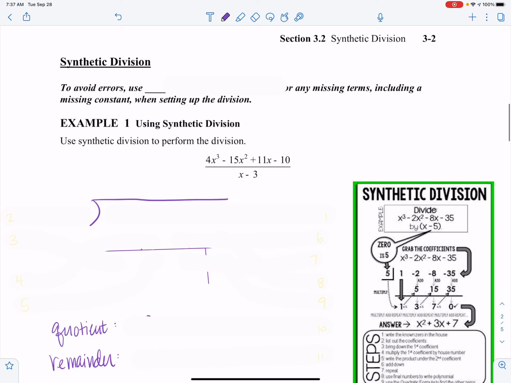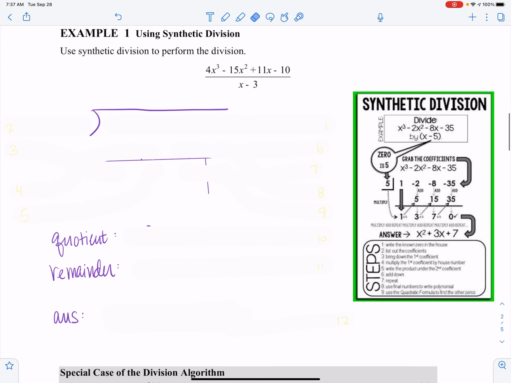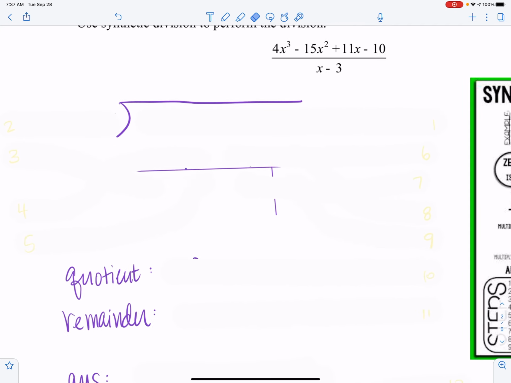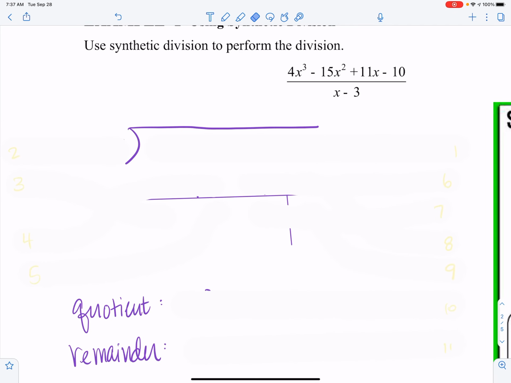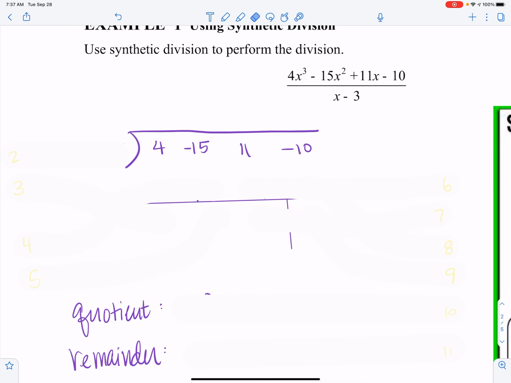All right, now let's talk about synthetic division. Synthetic division, first of all, make sure that in order to avoid any errors, that you use a 0 for missing terms, even a missing constant when you're setting up your division. All right, so the first thing that you're going to do, and I have a little graphic over here that you can follow as well to help you out with this, is you're just going to pull all of your coefficients down. All of your coefficients, make sure that if there's a missing coefficient, a missing term, that you replace it with 0. In this case, there is not.